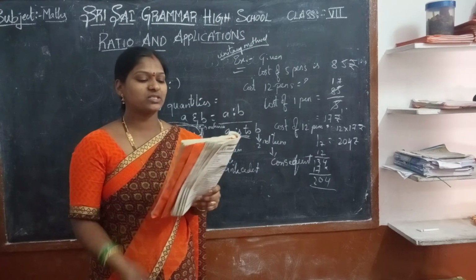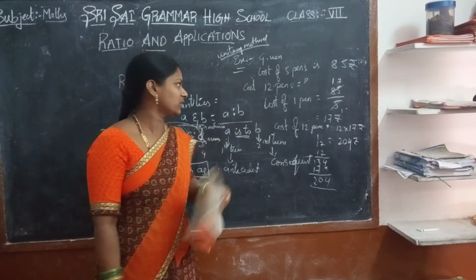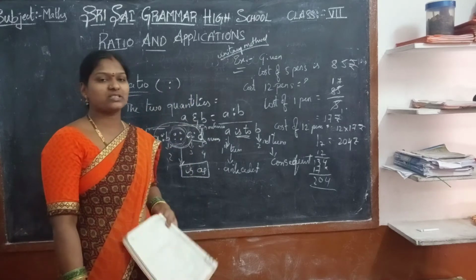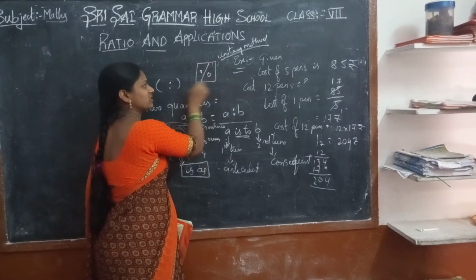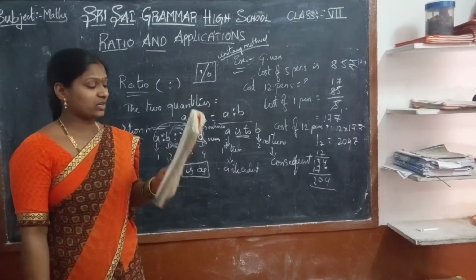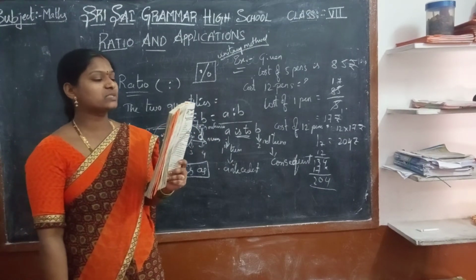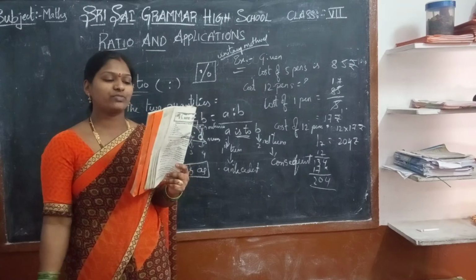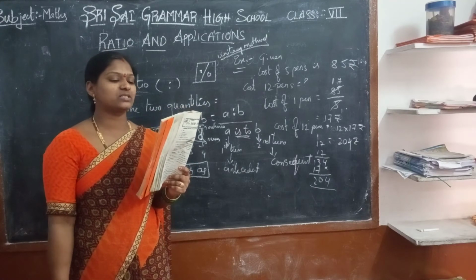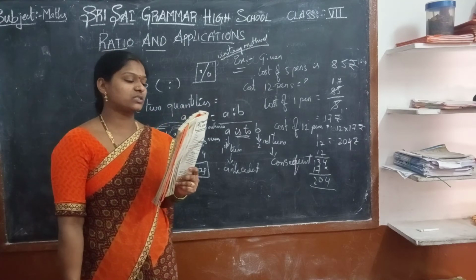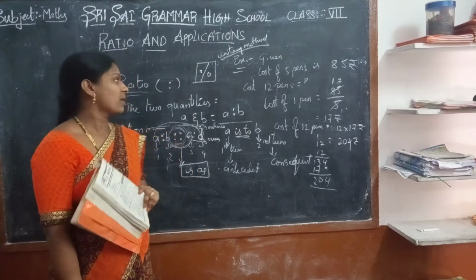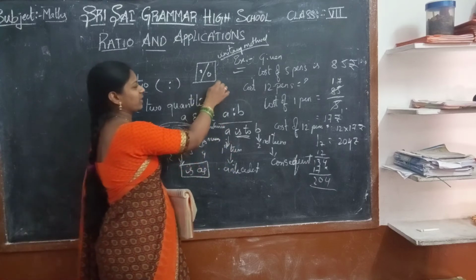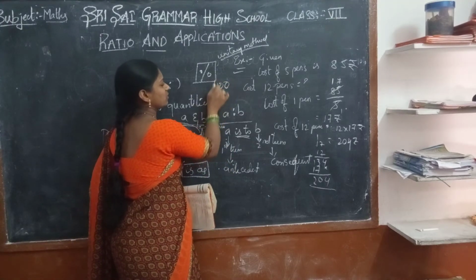Ratio also appears in the form of percentage. Not only in this form, the ratio applies in the form of percentage. The word percent means per every 100 or for 100. The percentage symbol is used to denote percentage, meaning per 100.